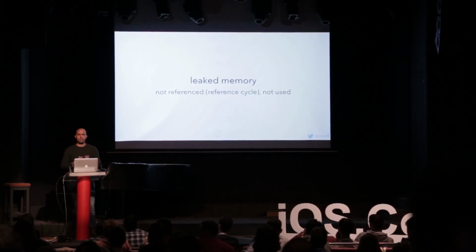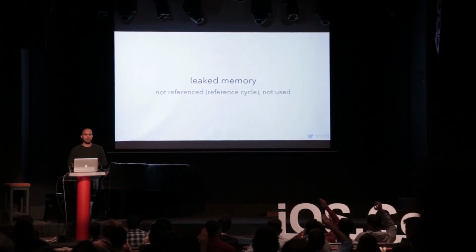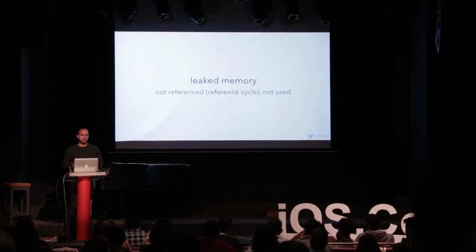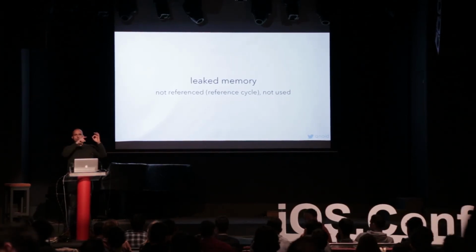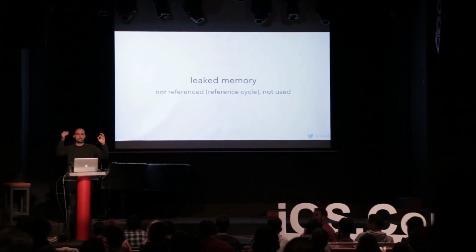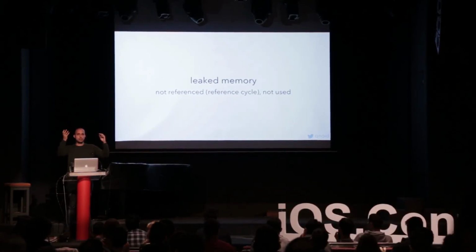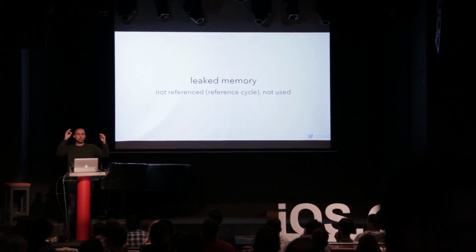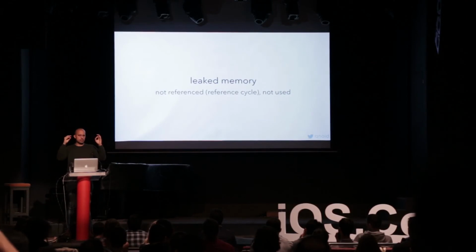How many of you know what a reference cycle is? To put it simply, a reference cycle is when you have two instances, two objects, each referencing one another. Let's say you have a view controller and an object foo, and this foo object has a delegate. You've assigned the view controller as the delegate of foo. So not only does the view controller reference foo, but foo, via its delegate, references the view controller. Now, this isn't a reference cycle in itself.